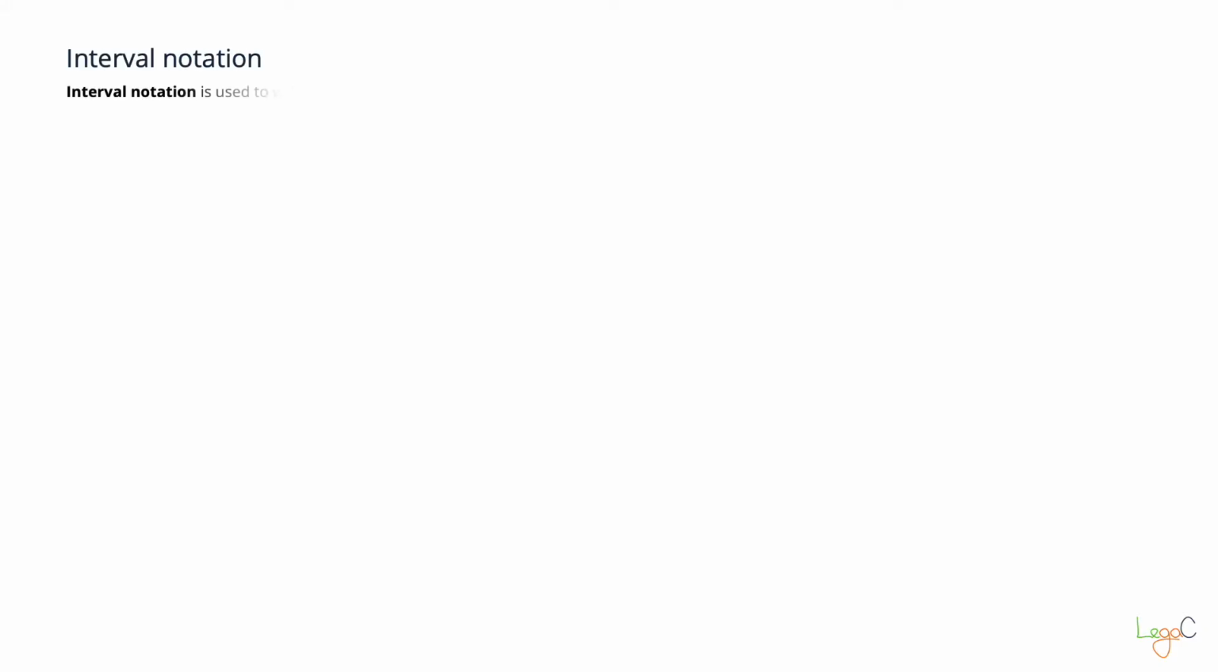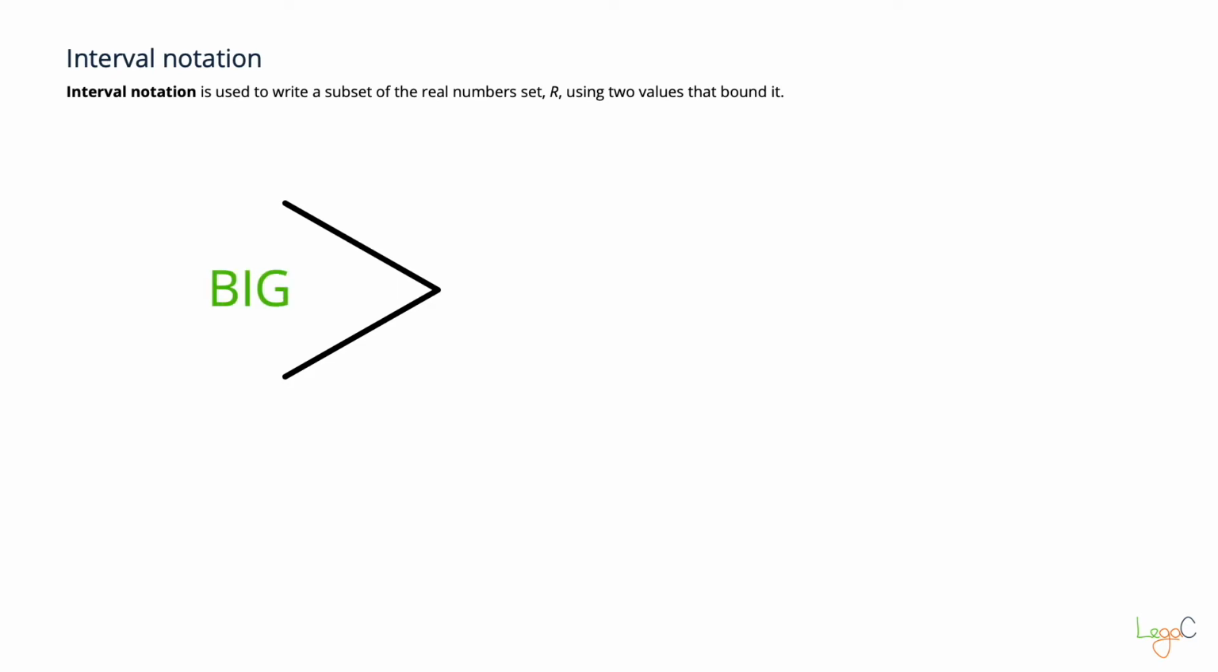Interval notation is used to write a subset of the real number set R using two values that bound it. But before we start talking about interval notation, let's remember these two symbols. This is greater than, with the big number at the big opening and the small number at the point, such as 4 greater than 1. And the less than symbol, with the small number at the point again and the big number at the opening, such as 1 is less than 4.